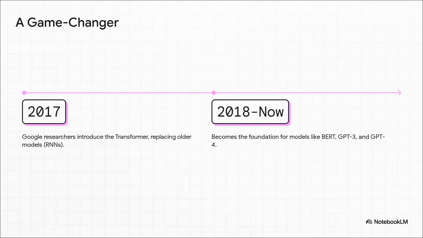And believe me, this was a total game changer. When Google researchers dropped this paper back in 2017, it pretty much made those older models that had to read word by word, well, it made them obsolete almost overnight. By processing words in parallel, all at the same time, transformers became way faster and so much more powerful, paving the way for all the big names we know today, like GPT-4.